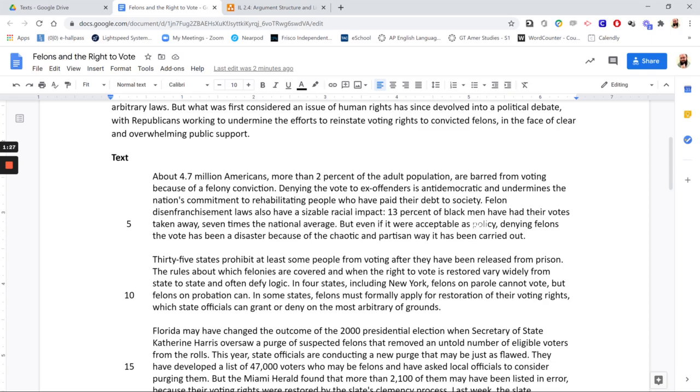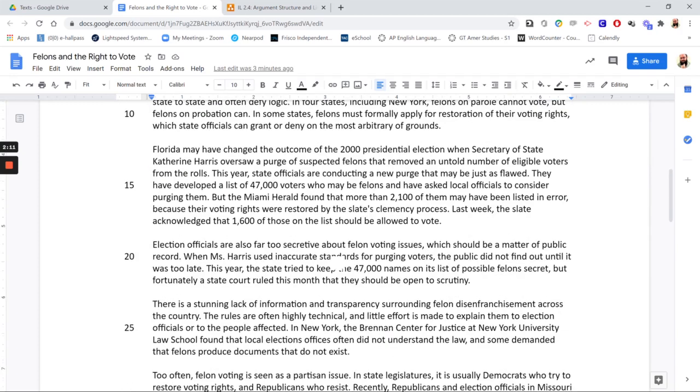But even if it were acceptable as policy, denying felons the vote has been a disaster because of the chaotic and partisan way it has been carried out. Something jumps out at me about that last sentence there. It kind of sounds like a thesis statement, so I'll bet that's where our primary claim is going to be. So we're introduced to this idea of felon voting rights being taken away. And the final sentence concedes, even if this were acceptable as a policy, denying felons the vote has been a disaster because of the chaotic and partisan way it's been carried out. So I think that our primary claim is going to be this here. Yeah, there we go. Denying felons the vote has been a disaster.